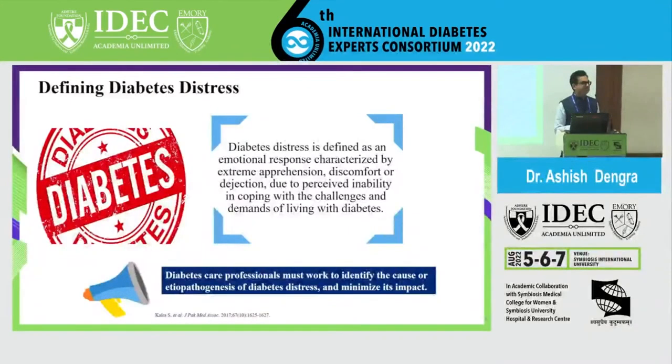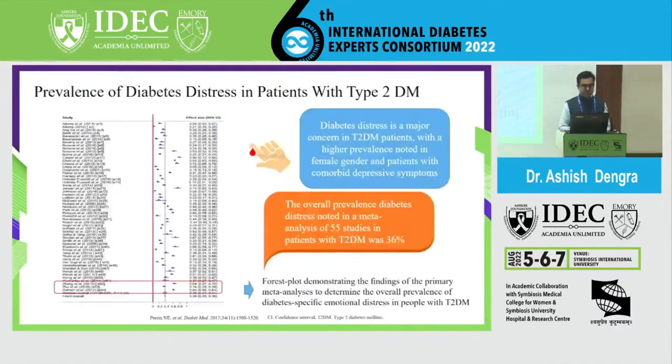So diabetes distress is defined as the opposite of euthymia. It is defined as an emotional response characterized by extreme apprehension, discomfort, or dejection due to the perceived inability of the patient to cope with the challenges of living with diabetes. So it is the extreme apprehension, discomfort, or dejection of living with diabetes.